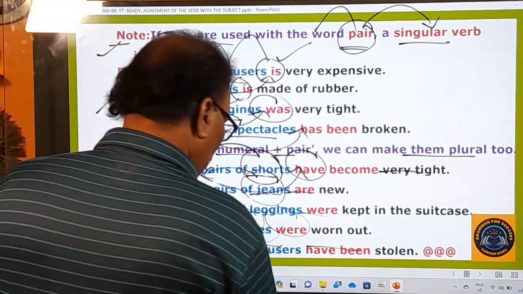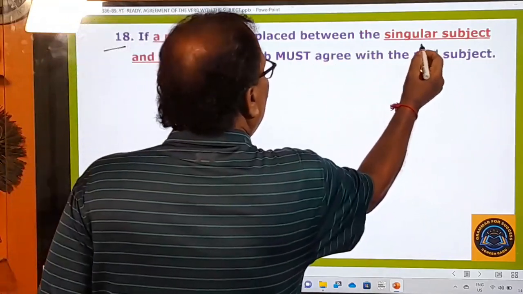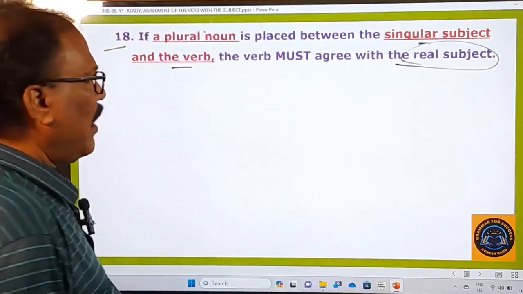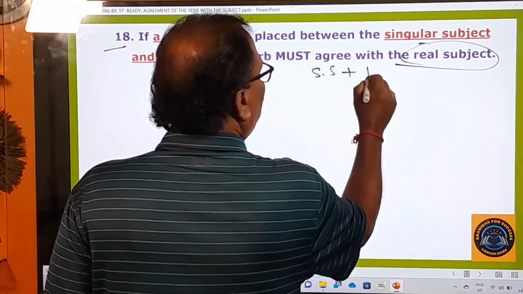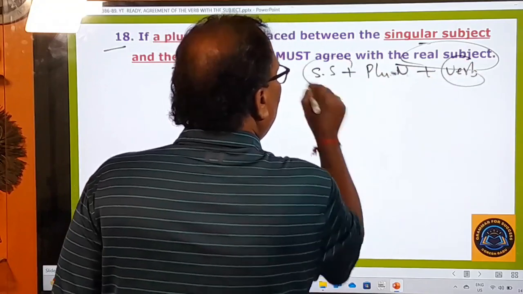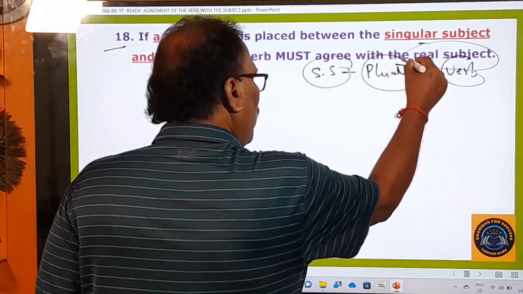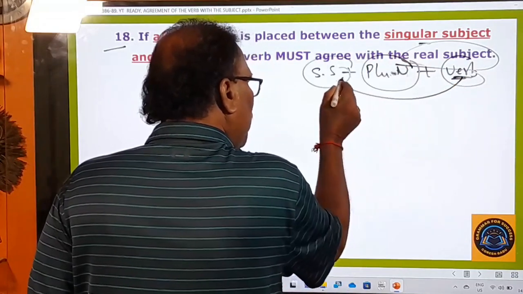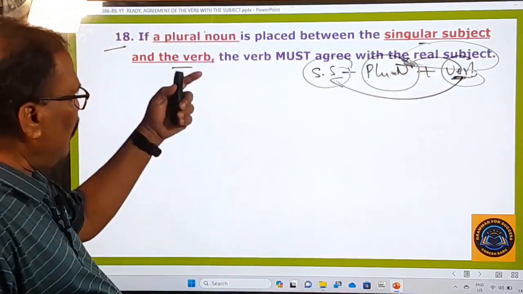Okay, now let's move on to the next rule, the 18th one. If a plural noun is placed between the singular subject and the verb, the verb must agree with the real subject. Okay, here you pay attention. Singular subject plus verb is there. Plural noun is there. Between these two things, singular subject and verb, when there is a plural noun, this verb follows only the real subject. Real subject means this subject only, not this one.